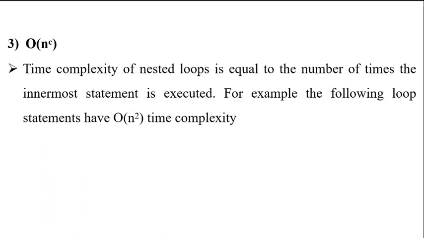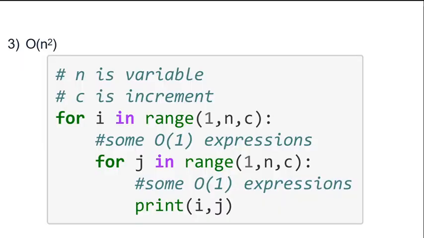Big O of n to the power c is the complexity of nested loops, which is equal to the number of times the innermost statement is executed. For example, the following function will have big O of n squared time complexity. As you can see, we have for loops in nested loops now. n is variable and c is increment.